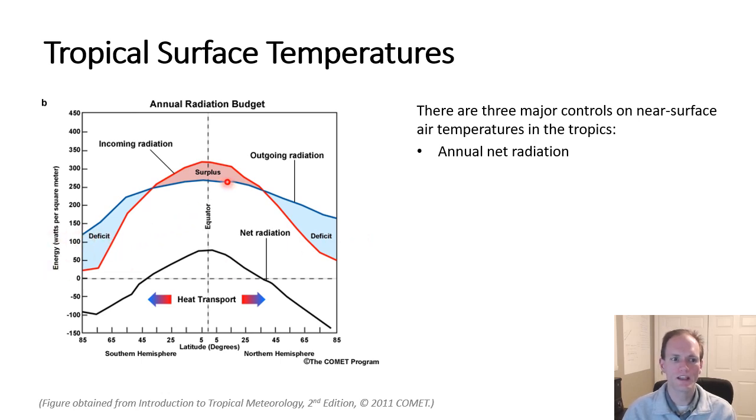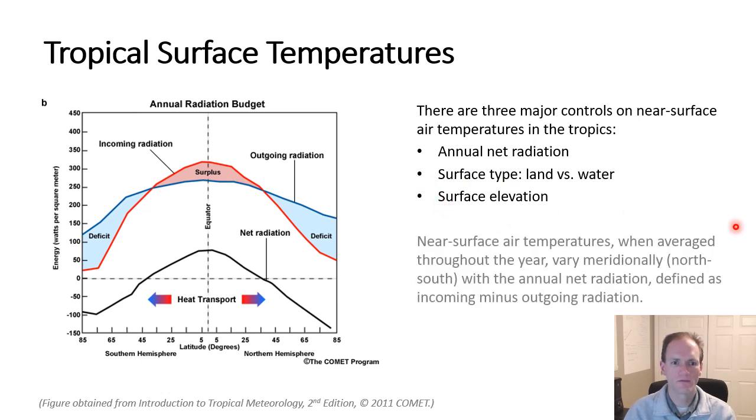So consequently, it's relatively warm in the tropics. And given that this red line is relatively flat here within the tropical latitudes, it's pretty consistently warm across the entirety of the tropics. However, there are other important controls, one of which is the surface type, land versus water. And we'll go into a little bit more detail about that on the next slide. We also have considerations related to surface elevation, which we'll go into more detail on in a couple of slides.